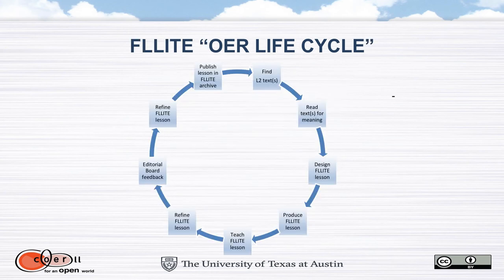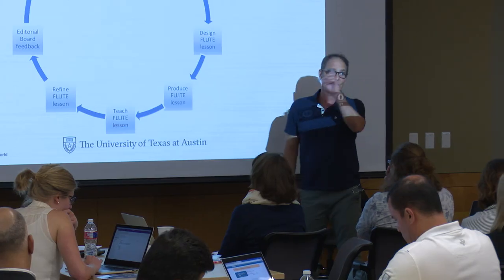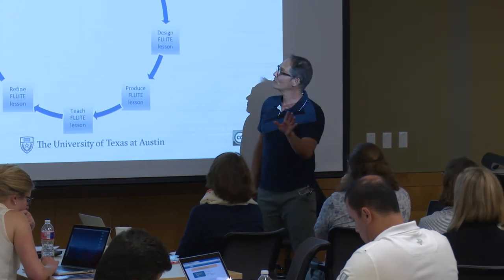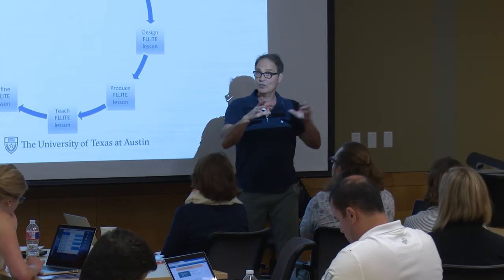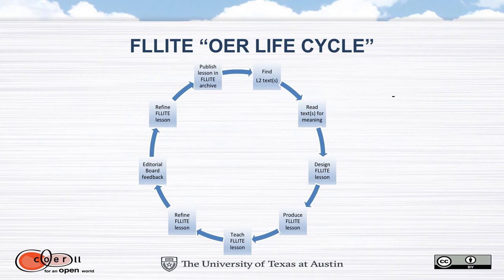Let me take this main concept and superimpose it on FLLITE here to come back to you, because I want to make sure that this all makes sense to you. So it really starts with the FLLITE approach with finding a text. You may have a need, and then you go looking for a text. Or sometimes you find a text first, and then you think, oh, that would be cool. But it starts with a text.